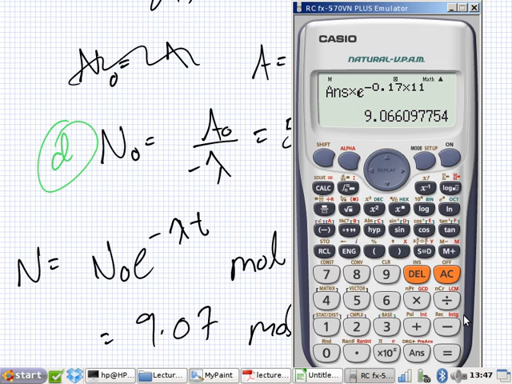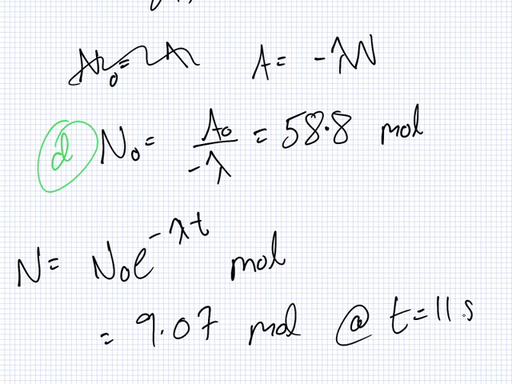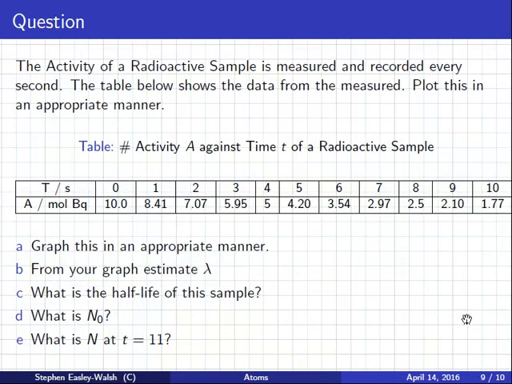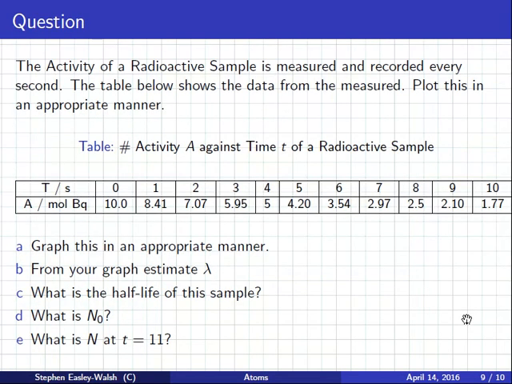Easy peasy? Pretty easy, I think. Right, that's just the one that's in your book there. Okay, so if you can try this one for a couple of minutes and then we'll continue.